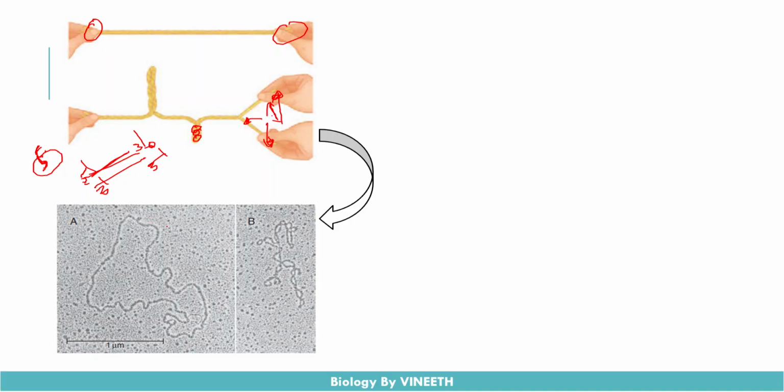The size of bacterial DNA is 1,000 times greater than the size of a bacterial cell. If you consider this circle as a bacterial cell, the size of this bacterial cell is in this range, so the bacterial DNA will be in this range. That means approximately 1,000 times greater. If you want to fit this bacterial DNA into this simple bacterial cell, first you have to compact the DNA by introducing some supercoils.